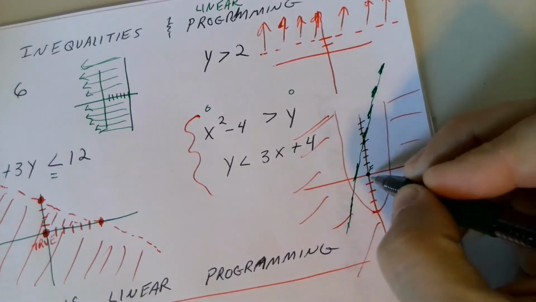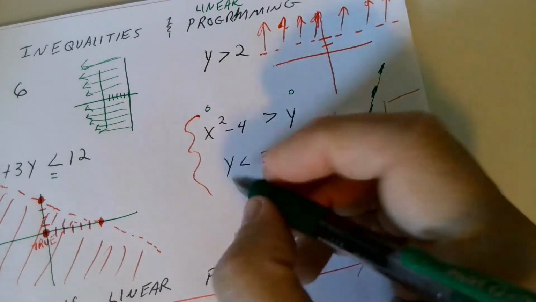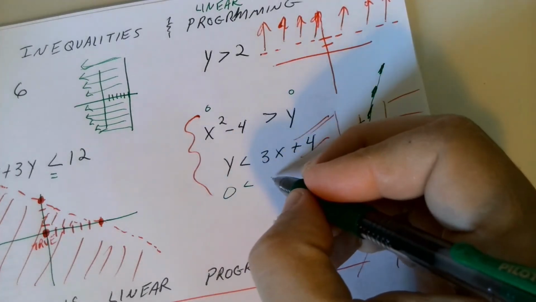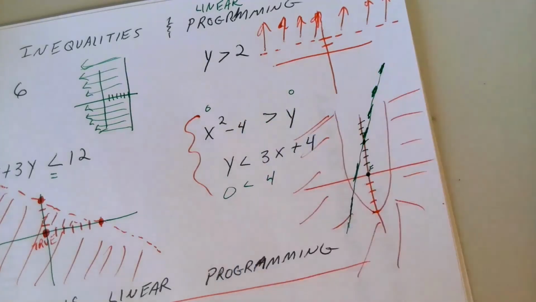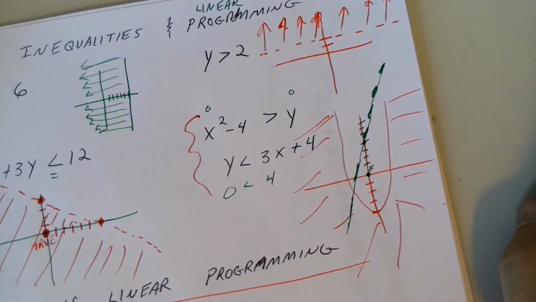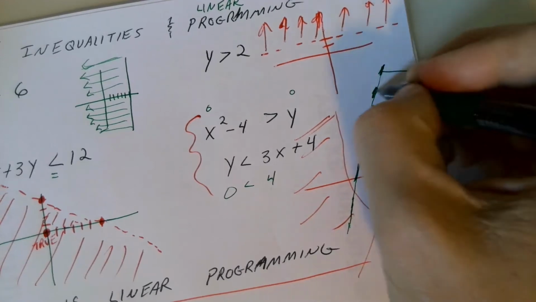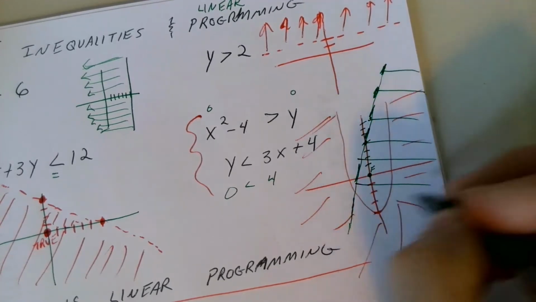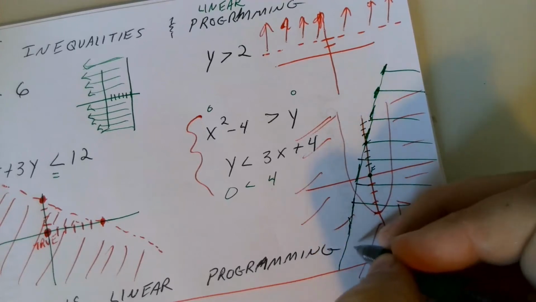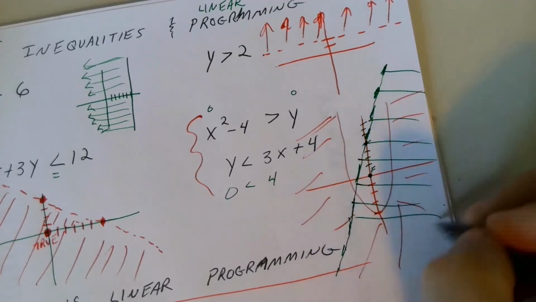And you can see the origin's not on that line either, so let's check it. So 0, is that less than 4? Is 0 less than 4? And the answer is yes, it is less than 4. So that would be true. So that means I'm going to shade like this. All right, and that's again dashed, dashed.